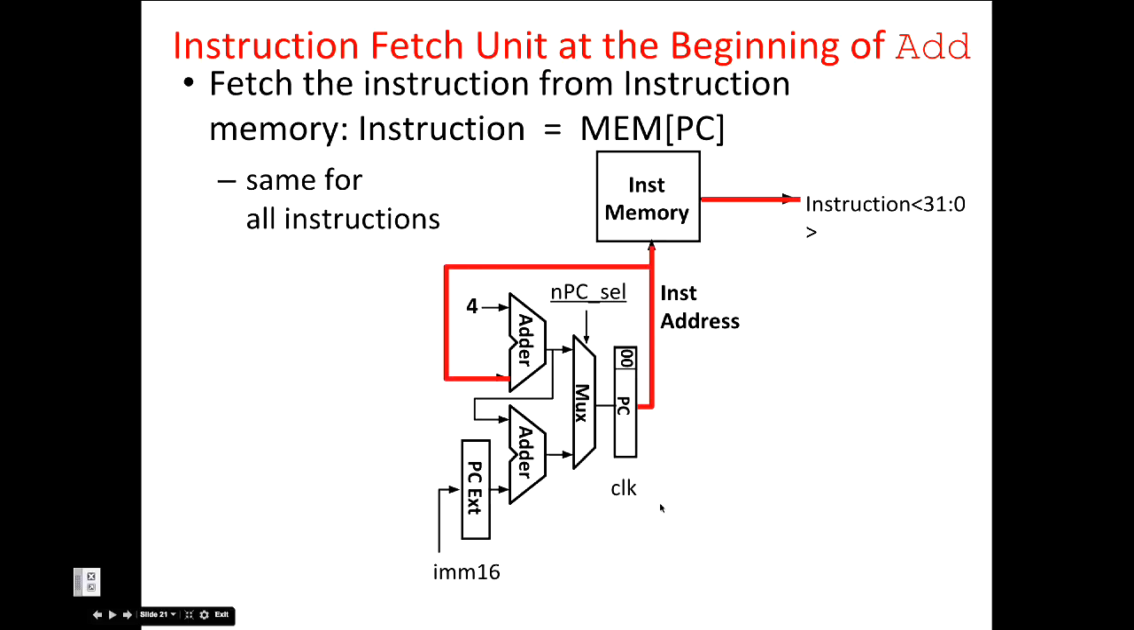The instruction fetch unit at the beginning of add is going to be exactly the same as the instruction fetch unit for all our instructions. We're always going to go to memory, to the address specified in memory by PC, and get the instruction from there. This portion will never change. There are no control signals for this portion. Right? We're always getting instruction from PC.